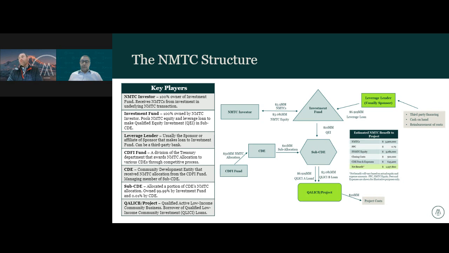So maybe you're expanding and you have a current location that currently has operating revenue that can support that loan. Maybe the third-party bank would just underwrite that, and the difference that exists would come from your other operations in that situation.